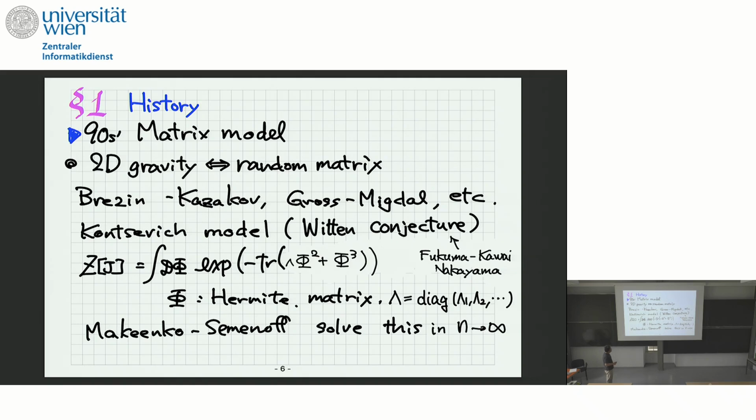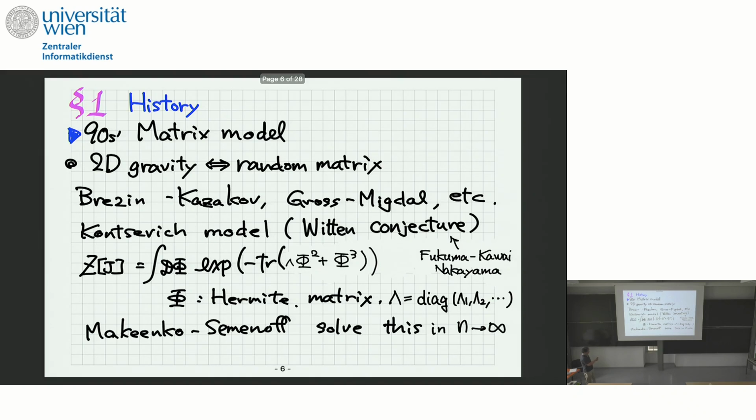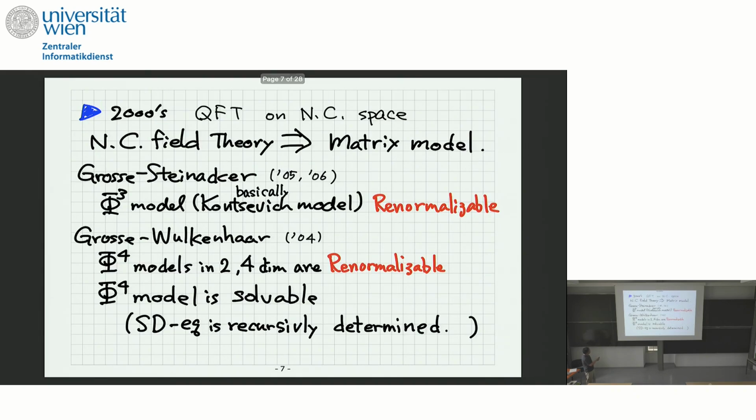If we replace this cubic interaction term by a quartic interaction term, then the model changes to our model, today's model. And in 2000, there was another motivation coming from non-commutative field theory. Especially, Grosse and Steinacker and Grosse and Wulkenhaar showed that a kind of phi cubic model, basically equivalent to the Kontsevich model, and the phi four model are renormalizable.